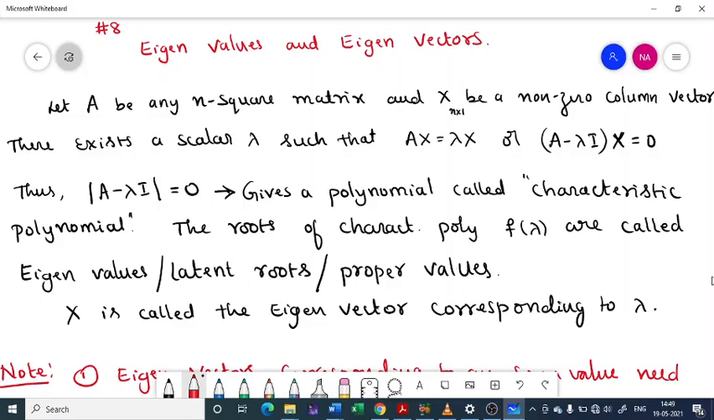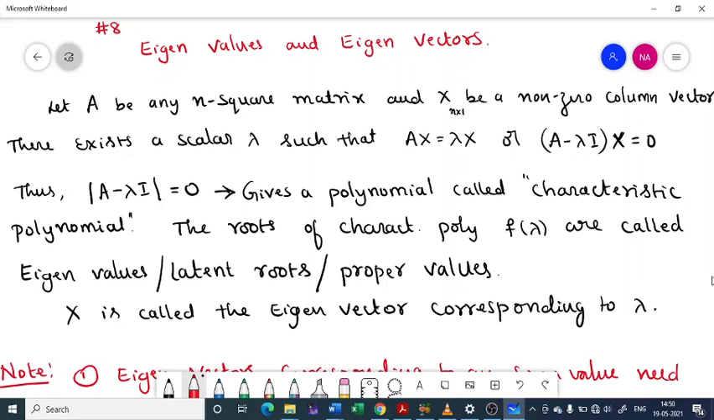Once again, I welcome you all for the discussion on matrices. This is class number 8, and we are going to discuss eigenvalues and eigenvectors. In previous classes we discussed the rank of a matrix and systems of equations, how to find their consistency, and then determining the solution of systems of equations using different methods, especially using the matrix tool. In this class we are going to start a new chapter, that is eigenvalues and eigenvectors.